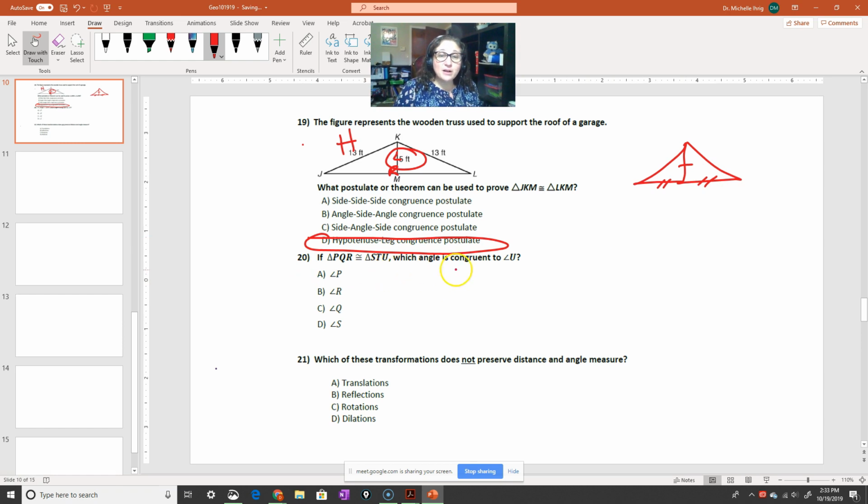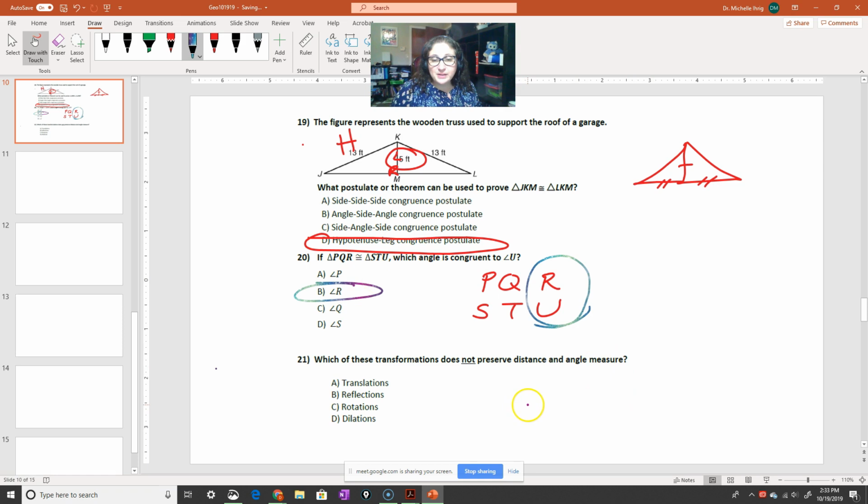Okay, if these are congruent, which is congruent to angle U? Again, anytime they give you a congruency, please write one on top of the other. Make your life easy. Then when they say what's congruent to angle U, you're just like, duh, angle R. Done. Okay. Which of these does not preserve distance and angle measure?